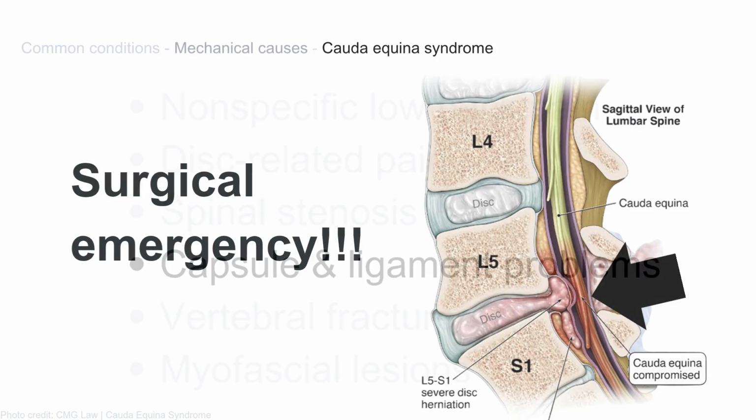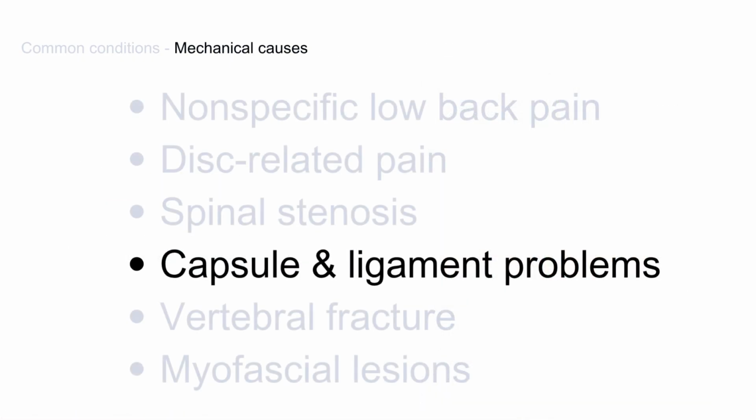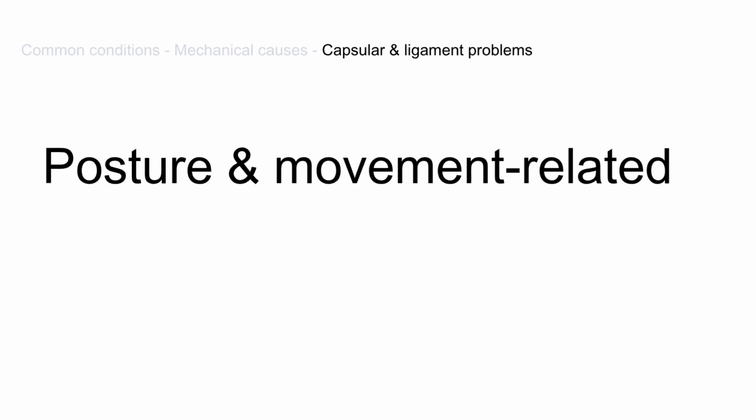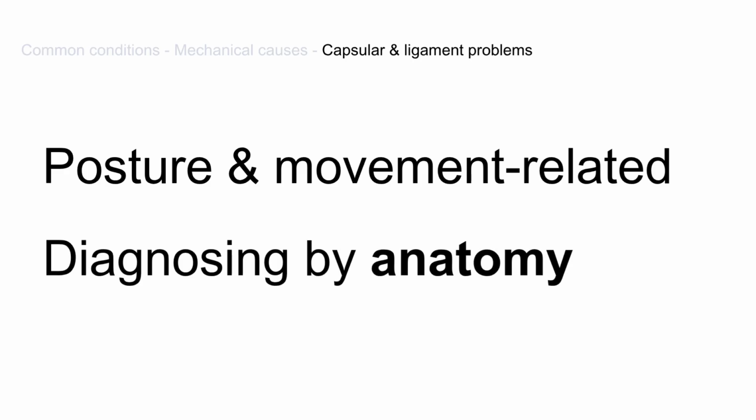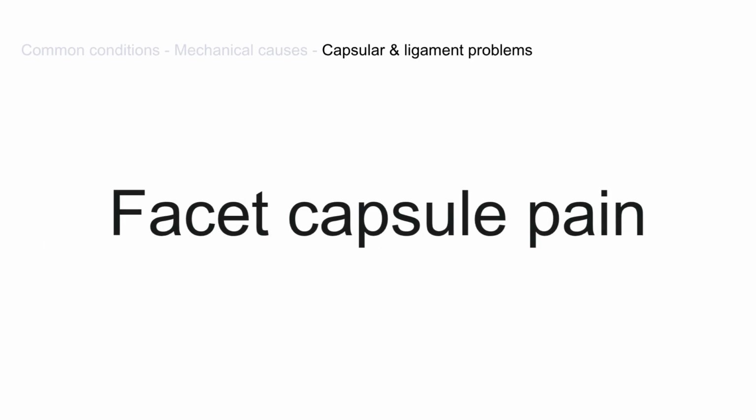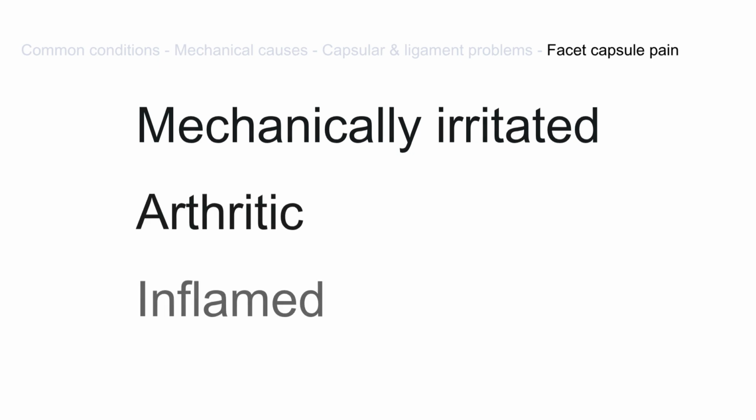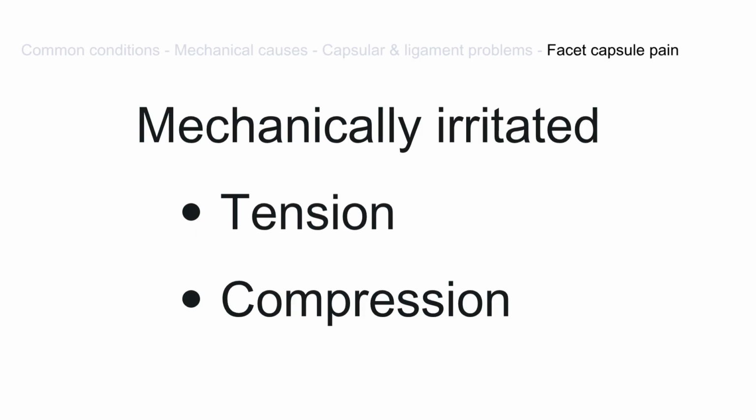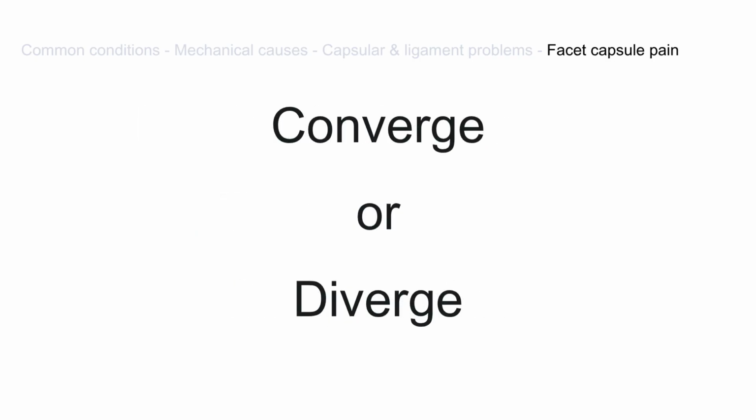The pain pattern of capsule and ligament problems is typically posture and movement related. We can try to stretch or pinch the structure based on anatomical knowledge to reproduce the symptoms and make a diagnosis accordingly. The facet capsule can be a source of pain, particularly when it becomes mechanically irritated, arthritic, or inflamed. In most cases, facet-related pain arises from mechanical stress, either tension or compression, placed on the capsule during movement. Pain may be provoked by movements that either converge or diverge the facet joints.